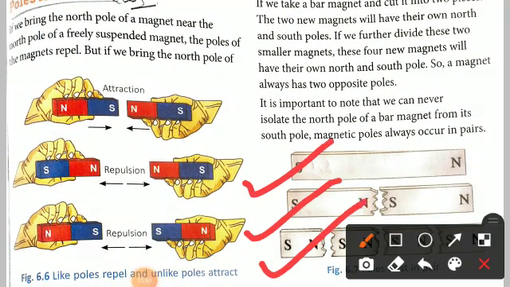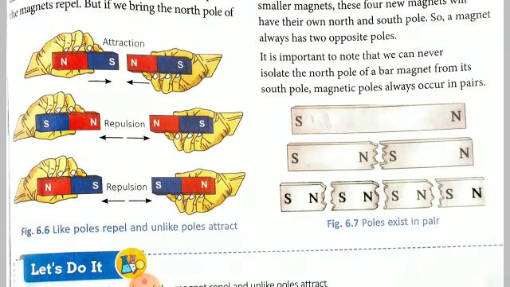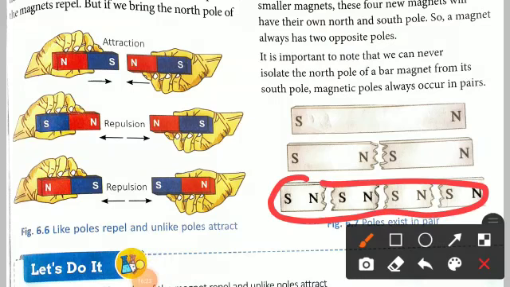If a bar magnet is cut into two pieces, the two new magnets will have their own south and north poles. As you can see in figure 2, when we divide the first one into two pieces, it always exists as a pair, one south and the other north. If we further divide these into four new magnets, as you can see in figure 3, they also exist as south-north, south-north, south-north, south-north.